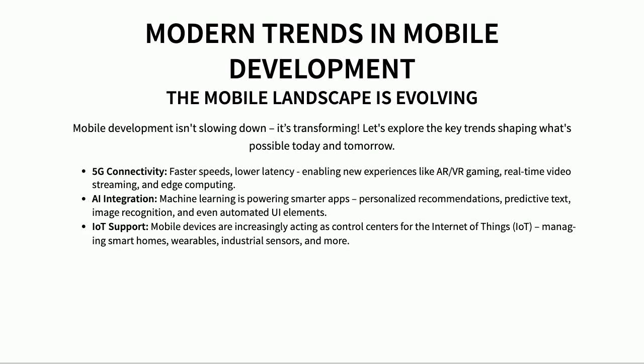Okay, so let's talk about what's new and exciting in mobile development. We're seeing some really big shifts happening. First up is 5G. It means faster download speeds and smoother streaming, which opens the door to a lot of cool augmented reality and virtual reality experiences. Then, AI is becoming increasingly integrated into our apps, making them more intelligent and intuitive. Things like personalized recommendations are getting smarter by the day. And finally, mobile devices are taking on a bigger role in controlling all sorts of things from your smart thermostat to industrial sensors. It's a huge growth area for developers.